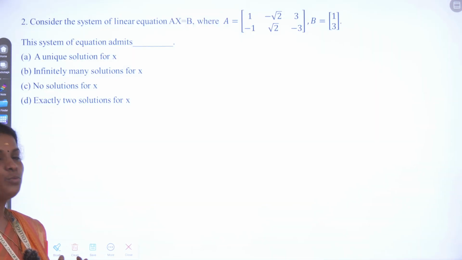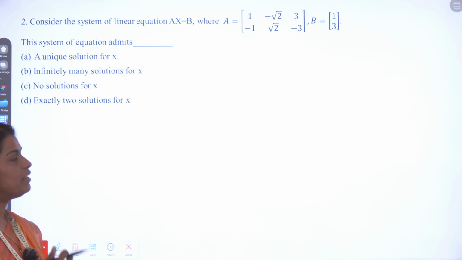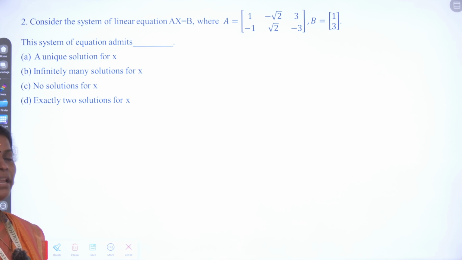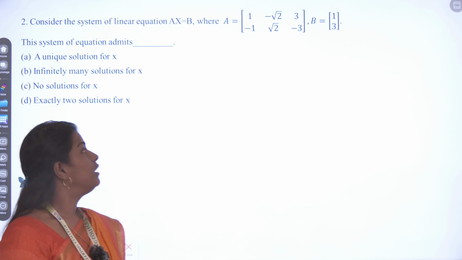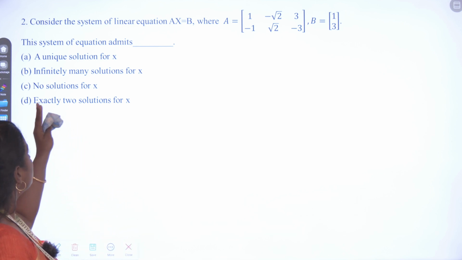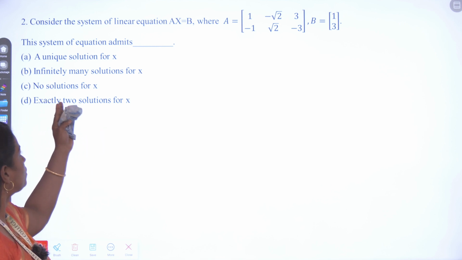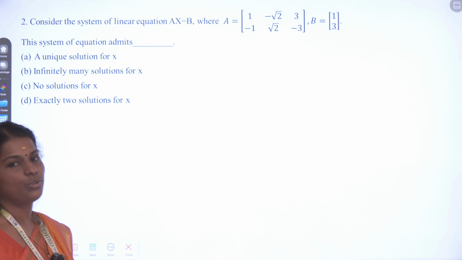Now let us move on to the next problem, where the question is: consider the system of linear equations Ax equal to b, where A is given by 1, minus root 2, 3, minus 1, root 2, minus 3, and the matrix B is given by 1 and 3. So Ax is equal to b, and the question is to find whether this system of equations admits a unique solution, infinitely many solutions, no solution, or exactly 2 solutions.